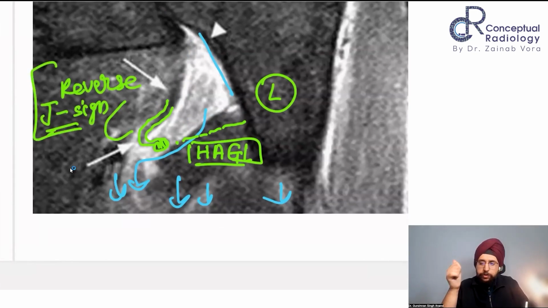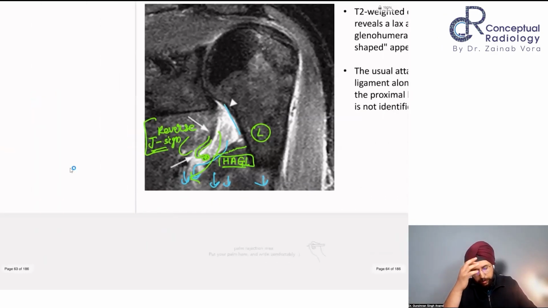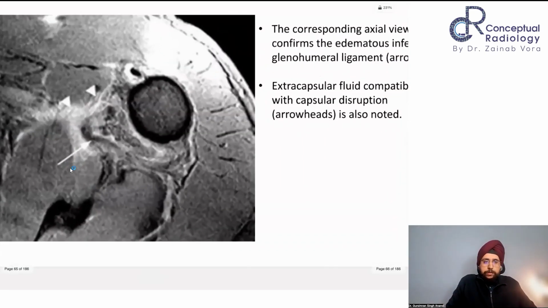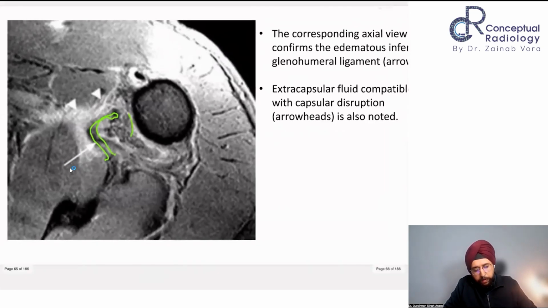The first clue you will get for this will be the extension of the intracapsular fluid into the extracapsular spaces. Similarly, you can see this on the axial images as well. And obviously your fluid will be going into the extracapsular spaces.